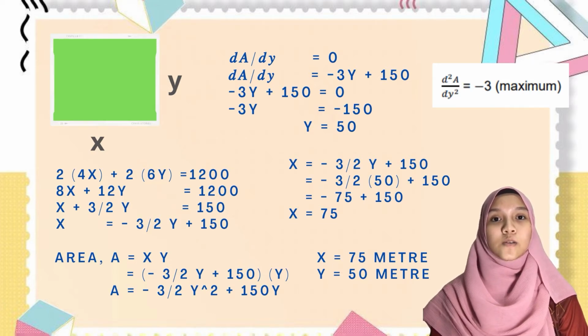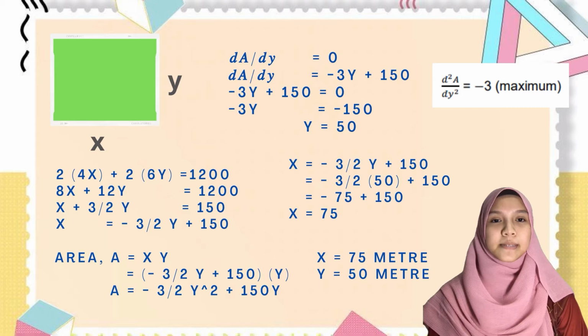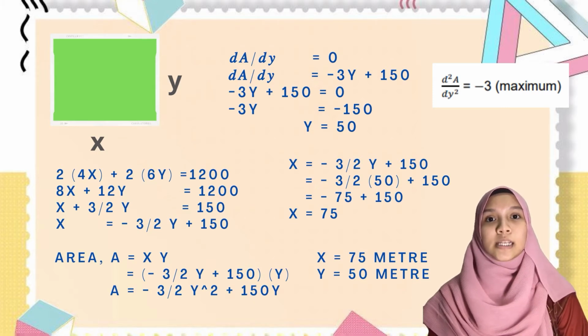The third step is, we should identify the quantity to be maximized as a function of one variable. For this question, I use area of rectangular as the quantity to be maximized. The formula is A equal to xy. We substitute x from step 2 into the formula.